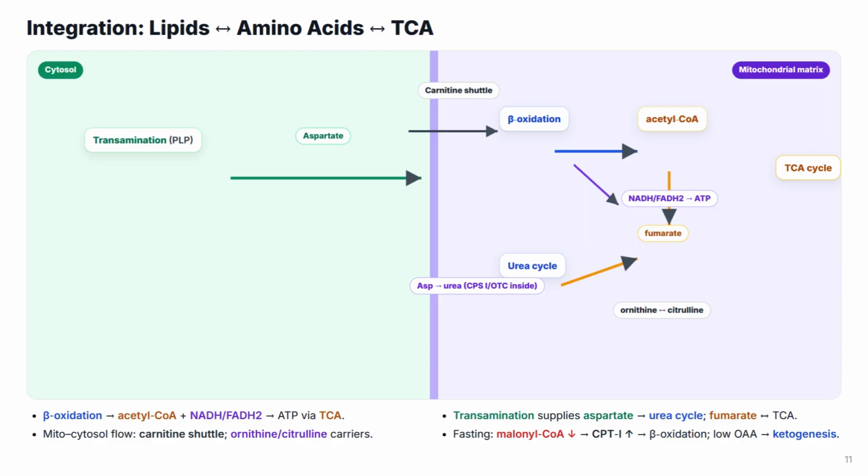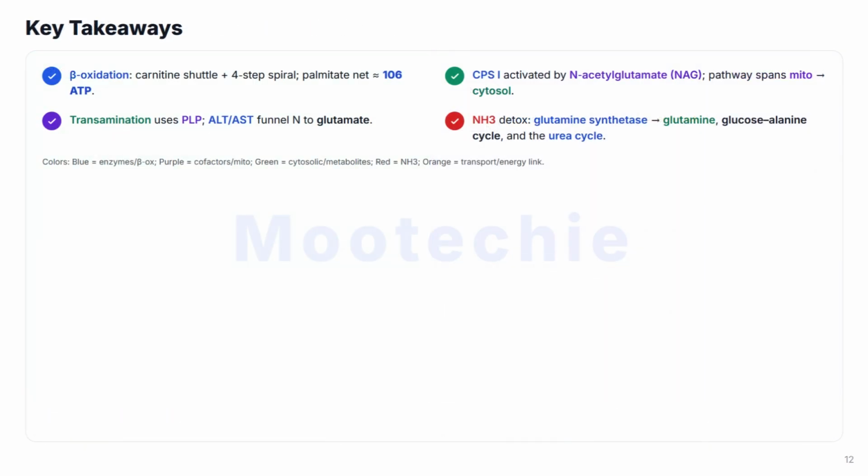As we wrap up, here are the key takeaways. First, for beta-oxidation, remember the carnitine shuttle and the 4-step spiral. For palmitate, the net ATP yield is 106. Second, transamination uses PLP; ALT and AST funnel nitrogen to glutamate.